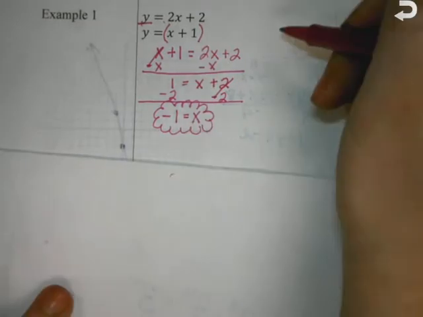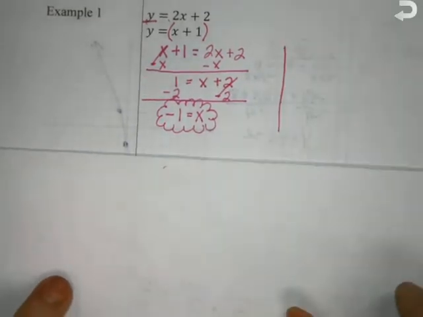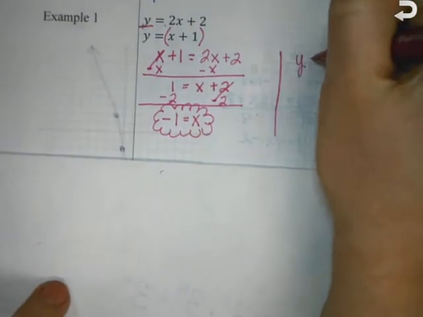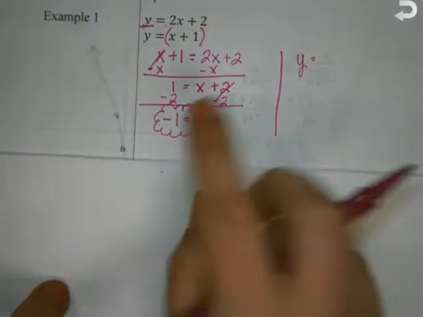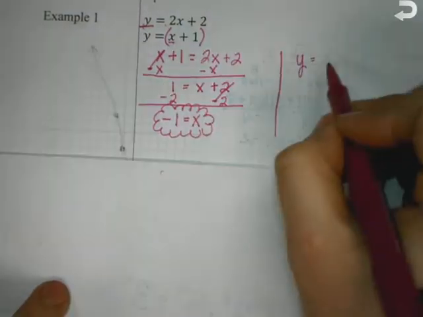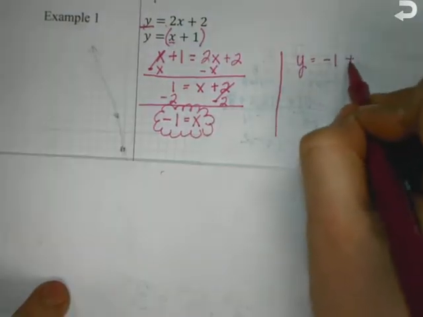y equals x plus 1, but we know what x is. What's x? Negative 1. So we're going to substitute negative 1 in for x up here. So y equals negative 1 plus 1. So y equals 0.